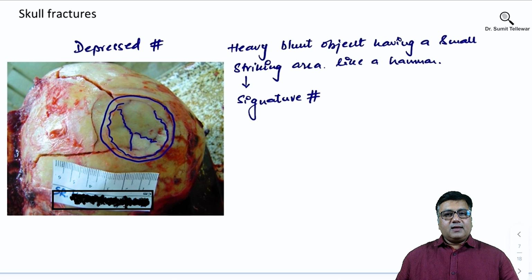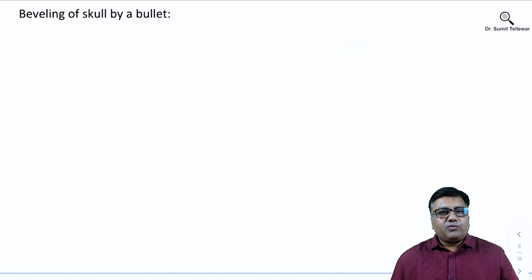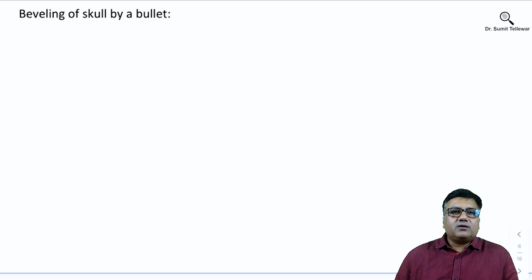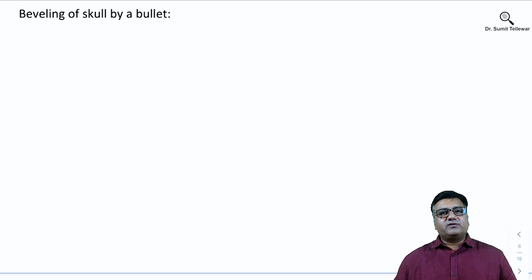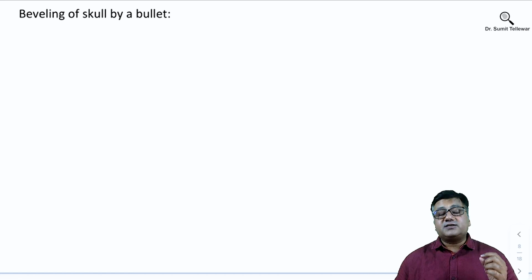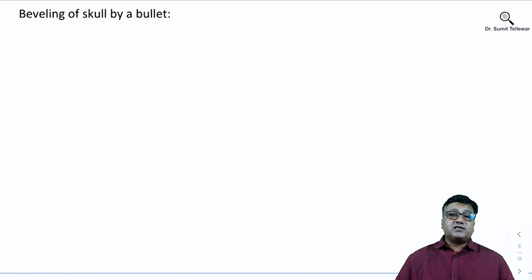Now coming on to yet another very important kind of injury seen in the skull due to bullet entry into the skull, called beveling of the skull. This is something which has been asked recently in the INICET examination also. So there are high chances some part or some format of this question may again appear in the NEET PG examination. So let's see what is beveling of the skull caused by a bullet.